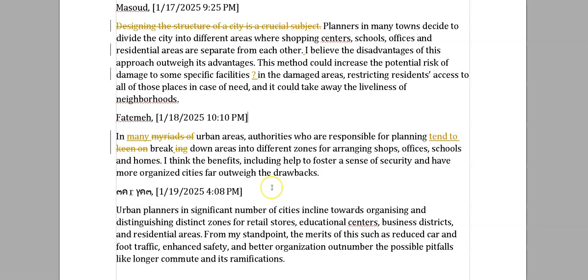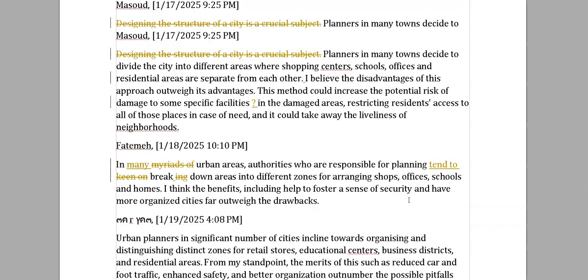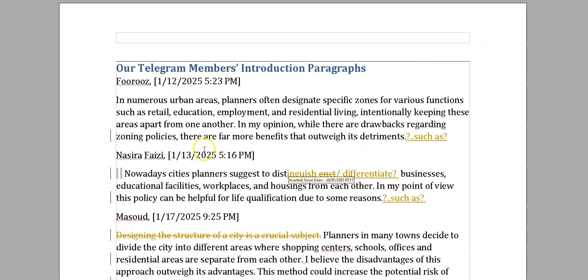Myriads. You mean in many? Myriads of people, many people, responsible for planning tend to break down, not keen on. They're not keen on it. Right? They tend to do it. They have an inclination, which is not the same thing. And that's the one from the essay. So, not so bad. Not so bad. Just try to avoid these kinds of sentences.